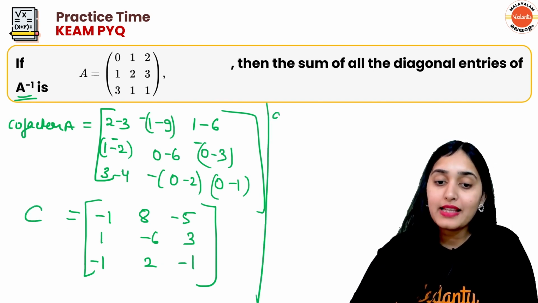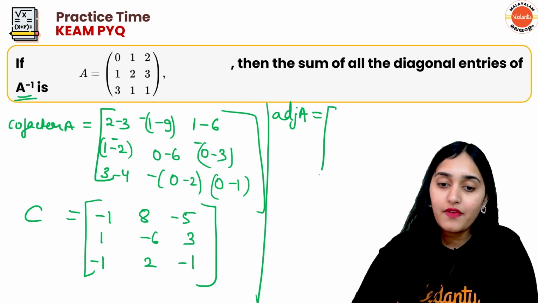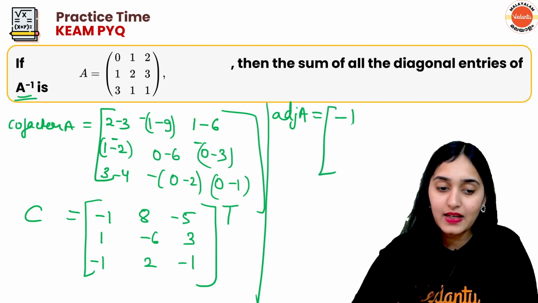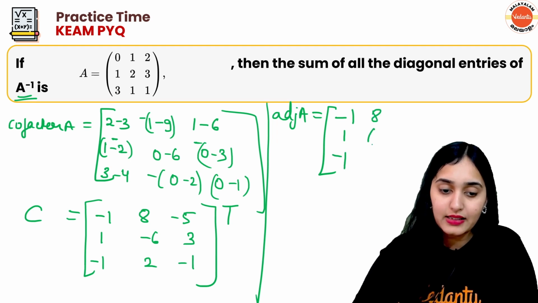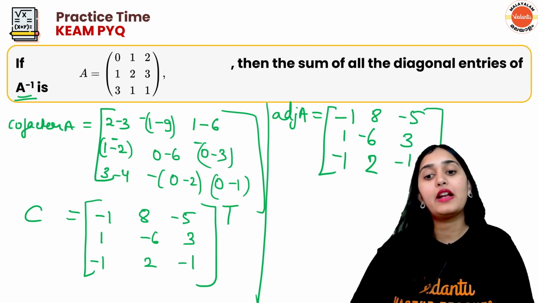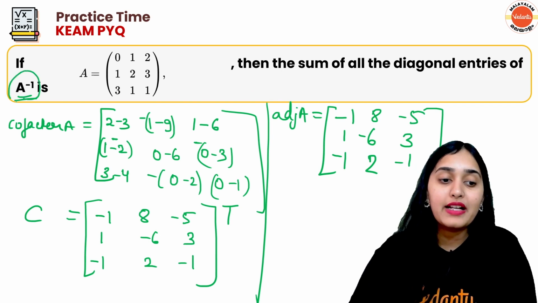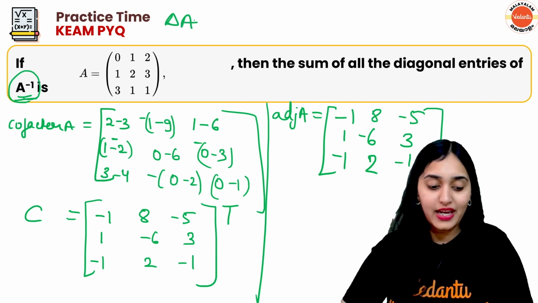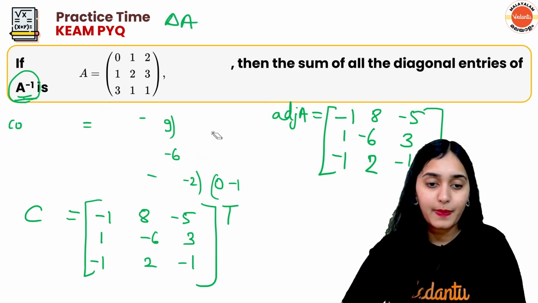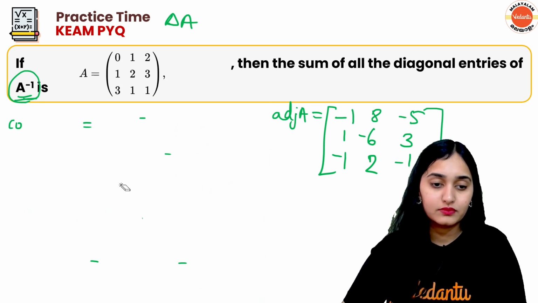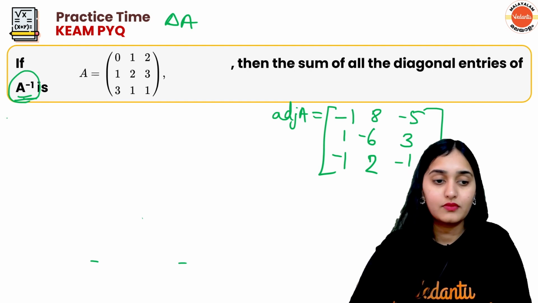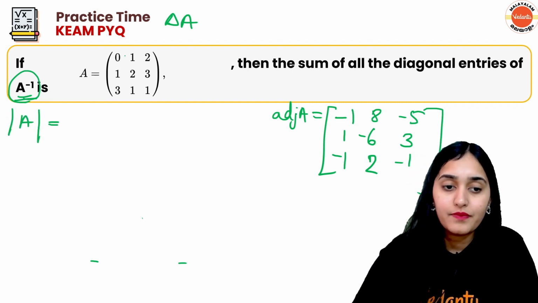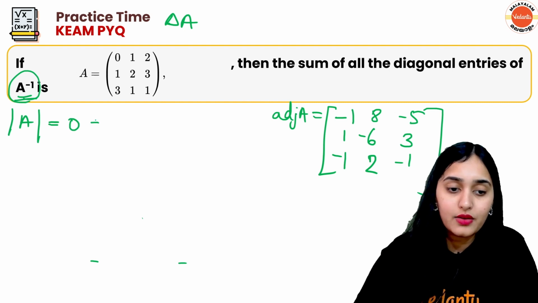Now you find out what is adjoint of A. So adjoint of A will be transpose of this matrix. So minus 1, 1, minus 1, 8, 6, 2, minus 5, 3, minus 1. So this is adjoint of A. Now you have to find out A inverse, but before that you have to find out determinant of A. So let's calculate determinant of A. So determinant of A is 0 into minus 1, 1 into 8, and 2 5s are 10.